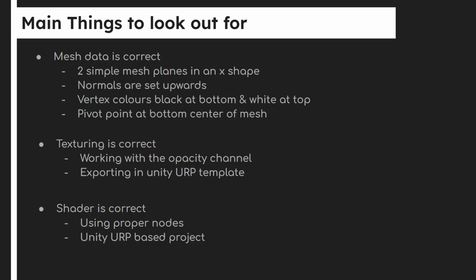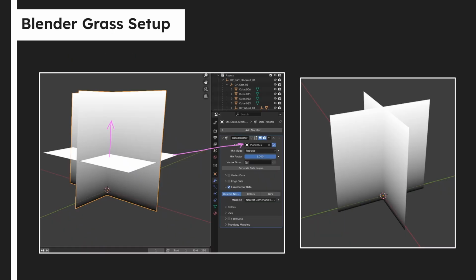We're going to make sure our texturing is correct. So we're going to be using the opacity channel within Substance Designer or Substance Painter, and then we're going to be exporting in the Unity URP template. And then finally our shader, we're going to make sure our shading is using the proper nodes and it is a URP based project. I'm leaving all this on the slide as well so that you can refer back to it in case you get confused.